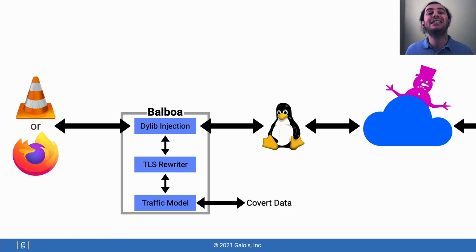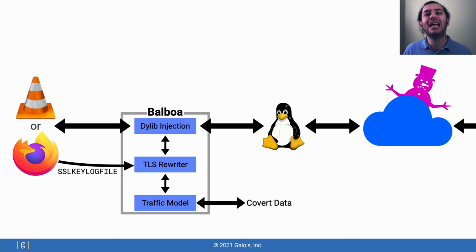Though the dynamic library injection in Balboa is completely agnostic to the internals of the target application's TLS library, in order to decrypt the contents of the TLS stream, Balboa needs to be able to somehow extract the TLS keys. To do this, we take advantage of a standard debugging option present in most popular TLS libraries called SSL keylog file. Enabling this option will cause the TLS library to dump the TLS master secret key to a file. The Balboa TLS rewriter can read this file to decrypt and perform surgical manipulations on the TLS stream.